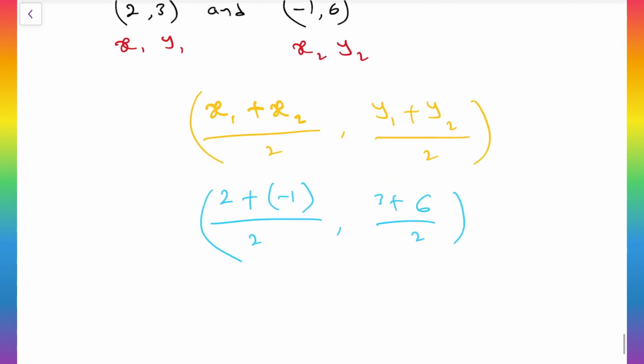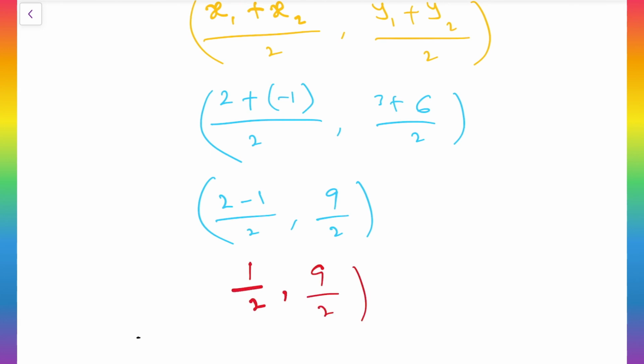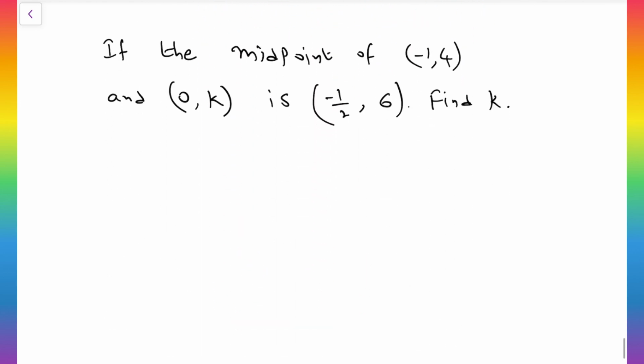So let us simplify this now. 2 plus into minus, minus 1 by 2 comma 3 plus 6, 9 by 2. 2 minus 1, 1 by 2 comma 9 by 2. So the midpoint of the given points is 1 by 2 comma 9 by 2. Next, if the midpoint of minus 1 comma 4 and 0 comma k is minus 1 by 2 comma 6, then find k value. So here also it is speaking about midpoint only.